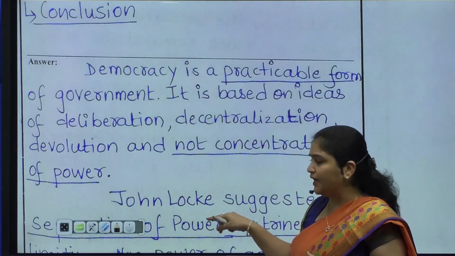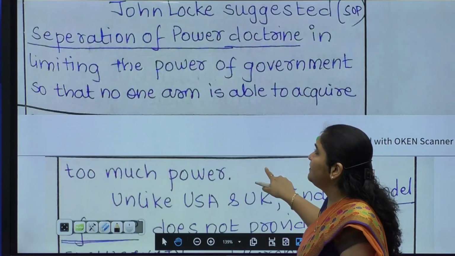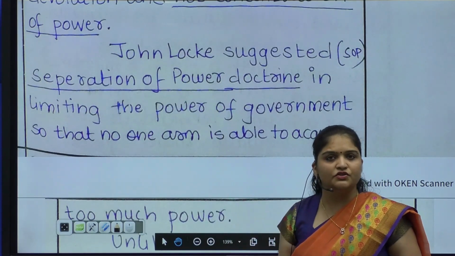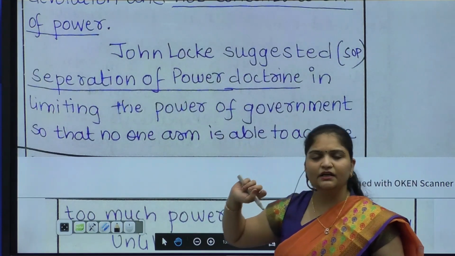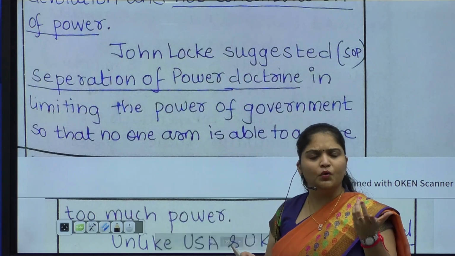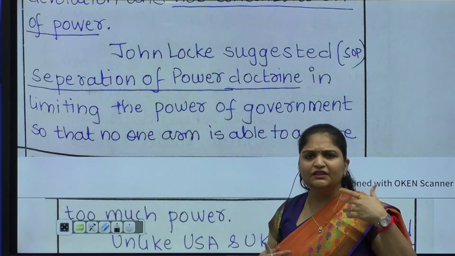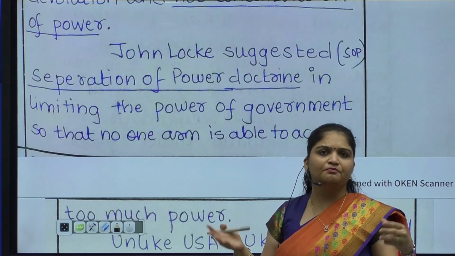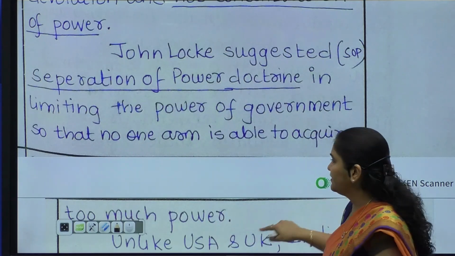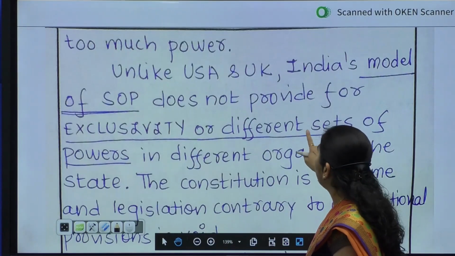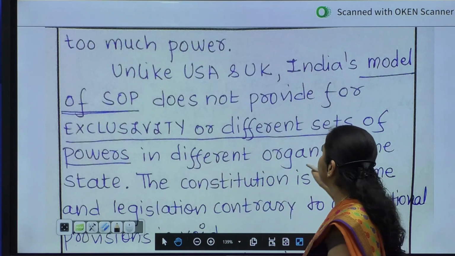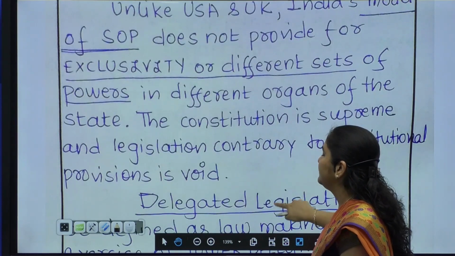Then I spoke of how John Locke has said. So imagine if this question has been asked in GS, you do not need to give this John Locke idea in detail. If you want, you can give it a mention, or otherwise you can just explain separation of power in the Indian context, okay? Then how in the Indian context there is no exclusivity, all right, or any different set.